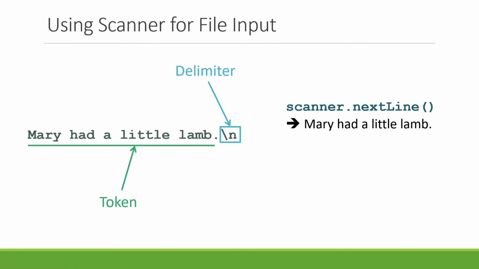So again, the next line method doesn't really care about spaces or tabs. It only pays attention to the actual new line character as the delimiter. As soon as it sees a new line, it says, oh, I'm done. This is my token.